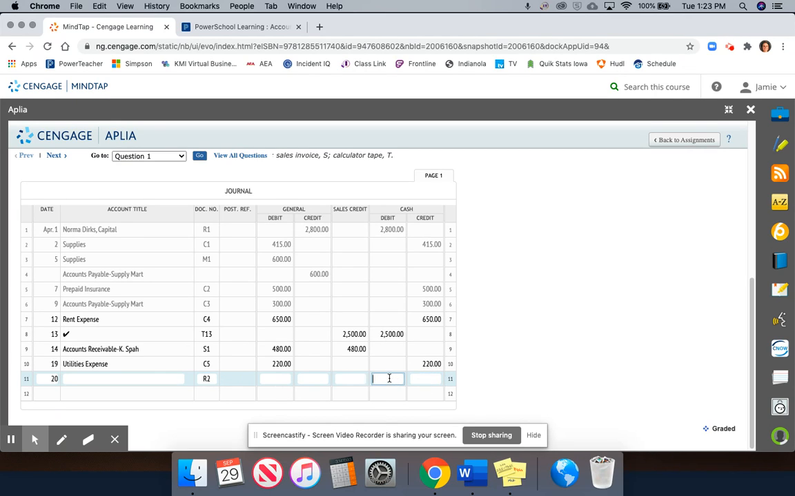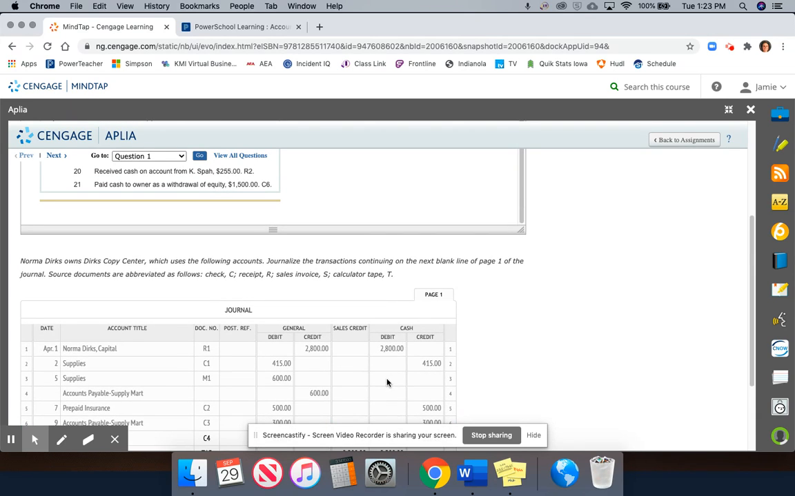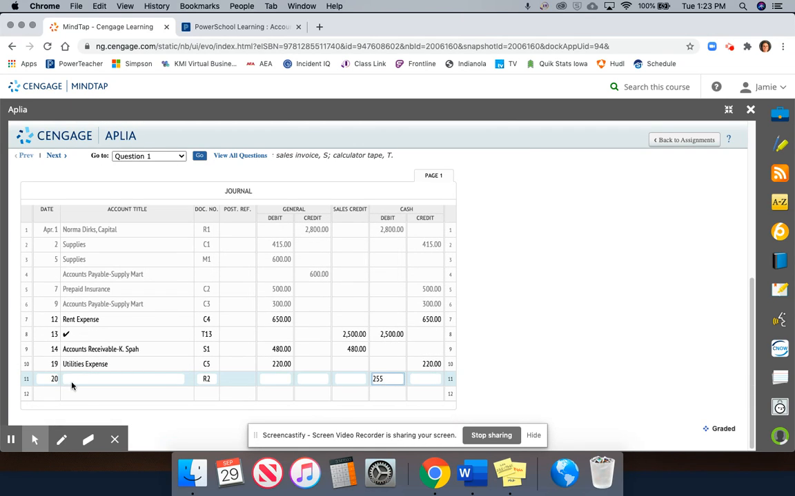And since we received cash, I'm going to debit cash for the total, $255. And then we need to credit accounts receivable, K-Spa, spelled exactly as it is in the chart of accounts. We're going to credit their account for $255. Received cash, cash is an asset, increases with the debit. Accounts receivable is an asset, and we want to lower the amount that they owe. So keep track of how much they owe us. We're lowering that amount by $255.